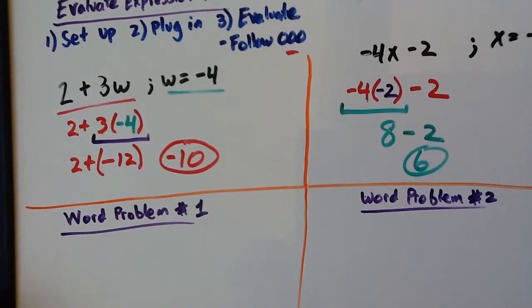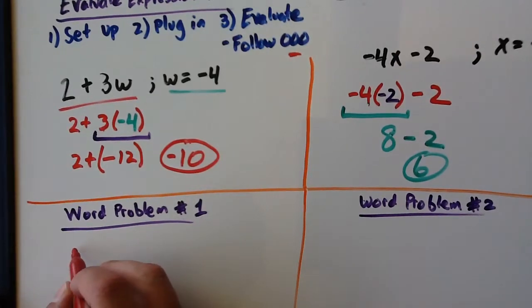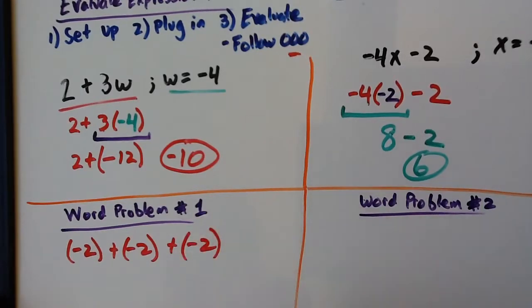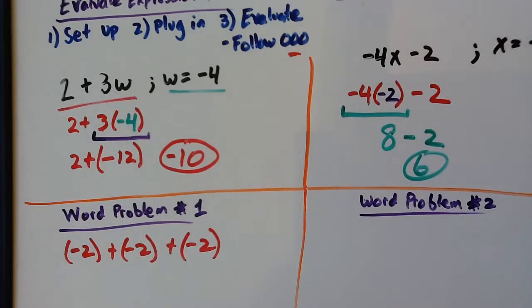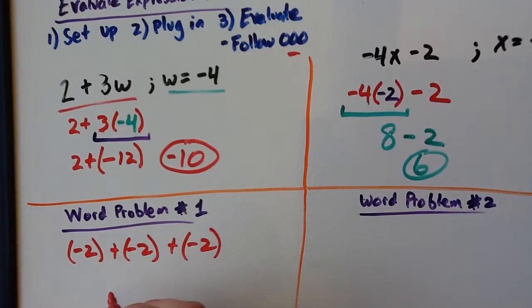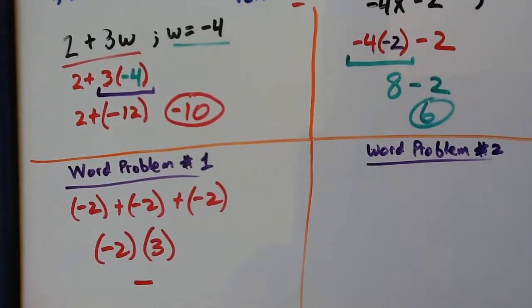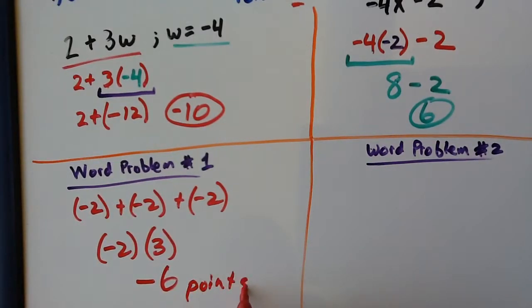Word problem number 1, you have this on your sheet. It says you play a game and you score negative 2 points on your first 3 turns. What is your score? Well, on your first 3 turns you have negative 2, then you get negative 2, then you get negative 2. So as you can see, I am repeatedly adding negative 2. And we know that repeated addition is simply multiplication, right? I see 3 negative 2's. So I multiply 3 times negative 2. They have different signs, so my product will be negative. 2 times 3 I know is 6. So my score is negative 6 points.